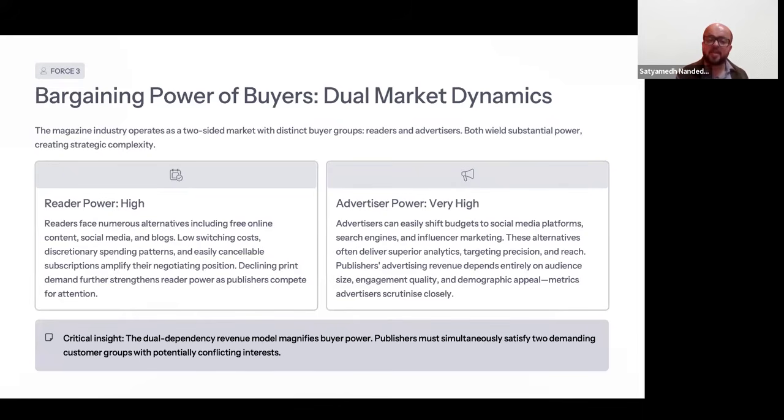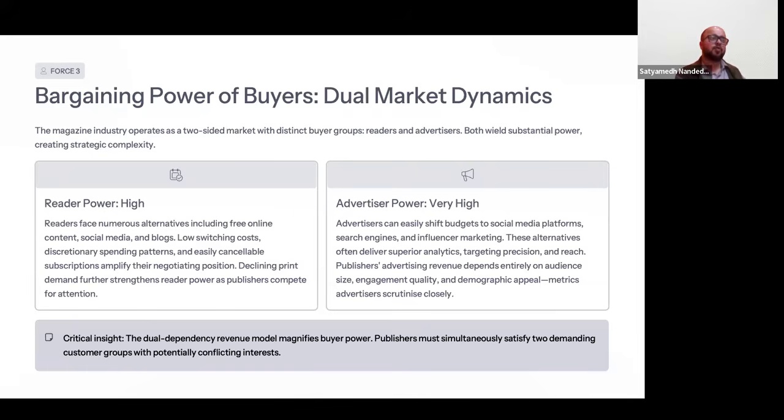Bargaining power of buyers is relatively high. Now see, a buyer is someone who pays you for something, right? On one hand, your buyer is the reader, the people who are actually consuming the magazines. See, they have a lot of other alternatives. They have free online content, they have social media, they have blogs, but at the same time, you as a publisher don't have the same level of control. You can't switch so easily, but customers can switch very easily.